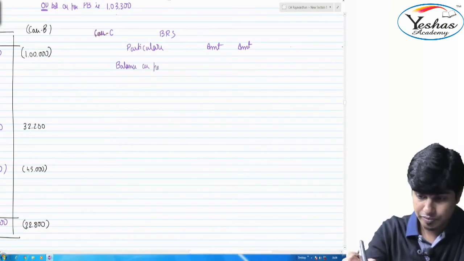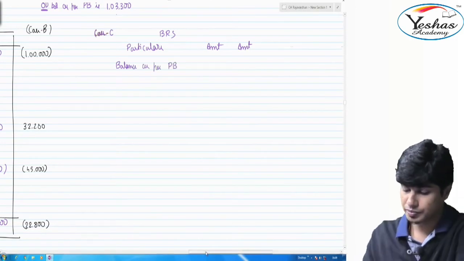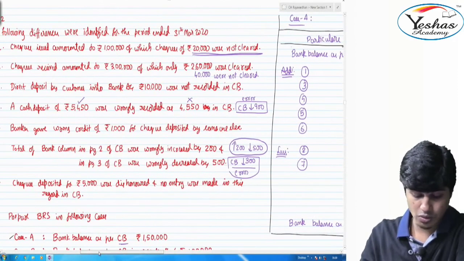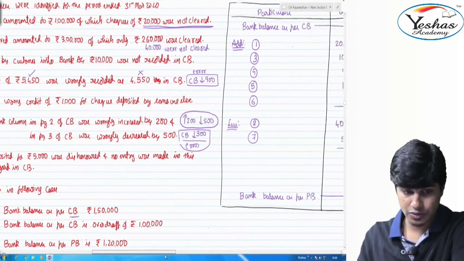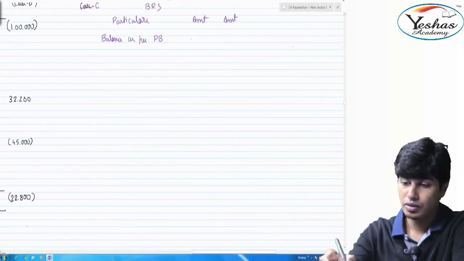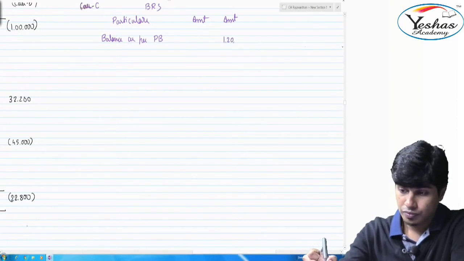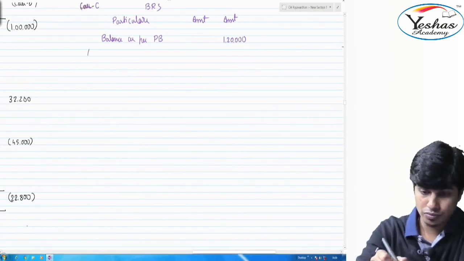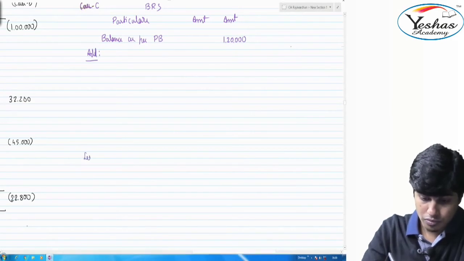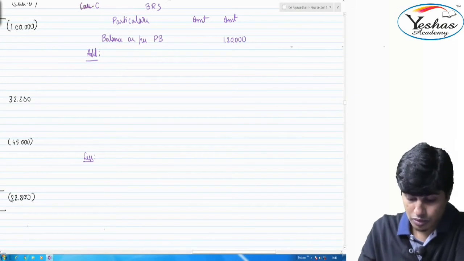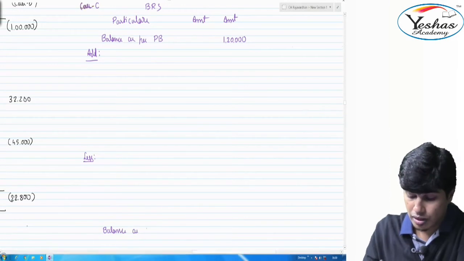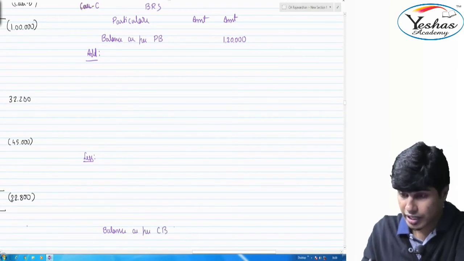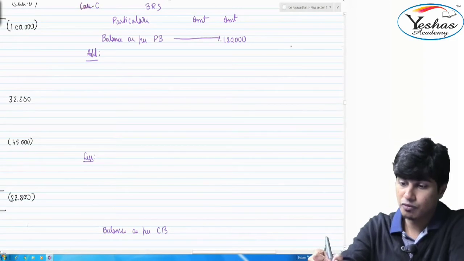Balance as per passbook. So case C, what is the balance as per passbook? Balance as per passbook is 1,20,000. And then what do you have finally? We have balance as per cash book. That is what we are trying to find at the end.